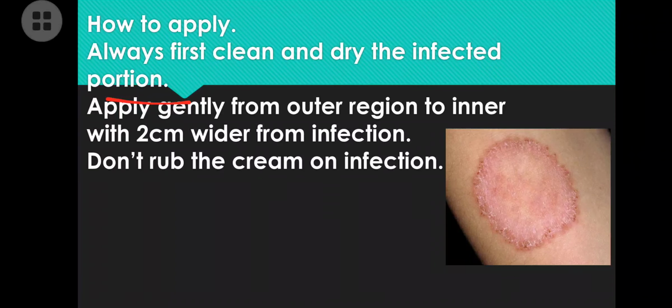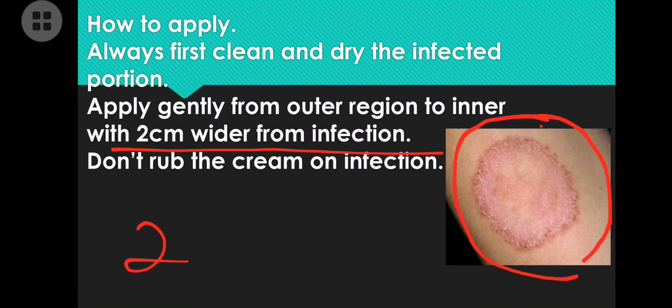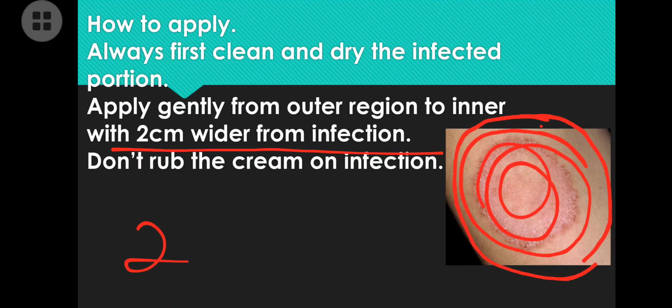Then apply gently from the outer region to the inner, starting 2 cm wider than the infection, and don't rub the cream on the infection. This is very important: apply it 2 times a day, morning one time and at night, for better, effective results. You have to start 2 cm beyond the fungal infection and make circles like this way, it's enough. This is the pattern of how to apply.